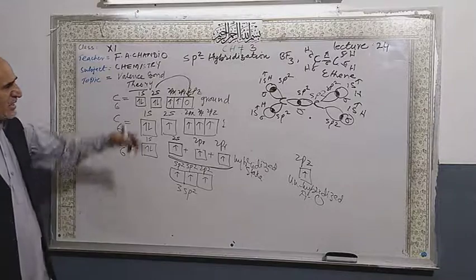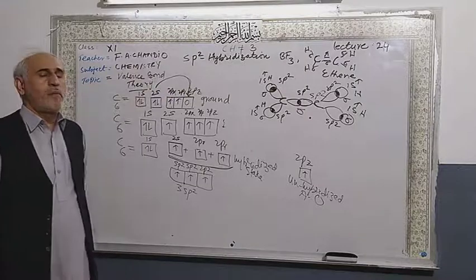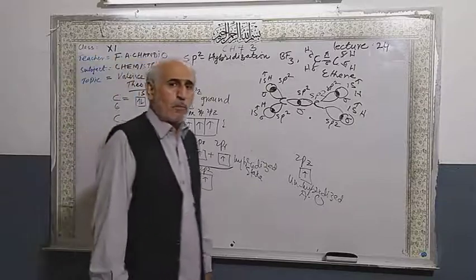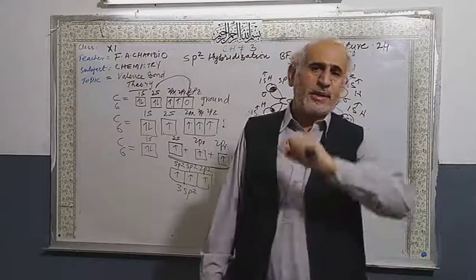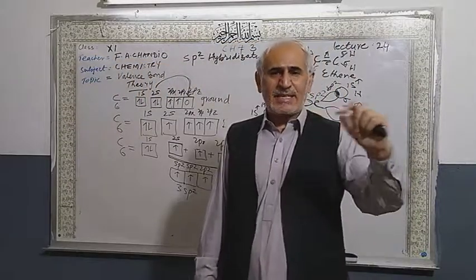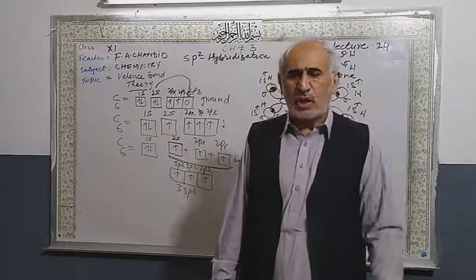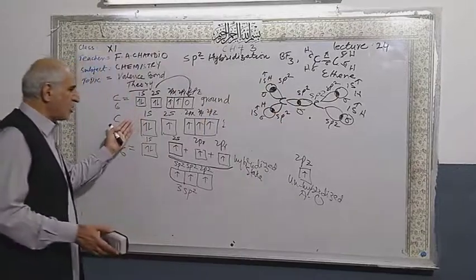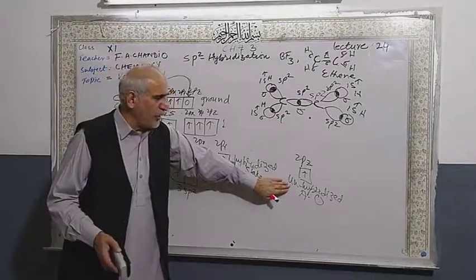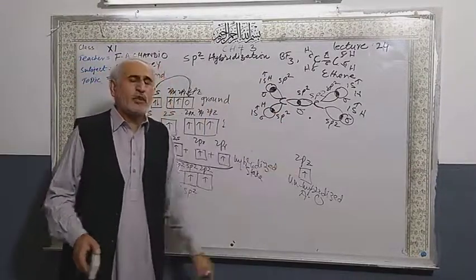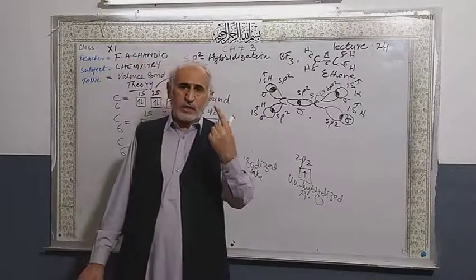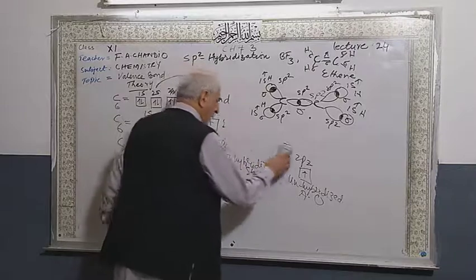So students, this is the formation of sigma bond. Sigma bonds are written as a single straight line. Now how is the pi bond formed? For the pi bonding, you have the 2pz for each carbon, 2pz for one carbon and 2pz for the other carbon. So look here.